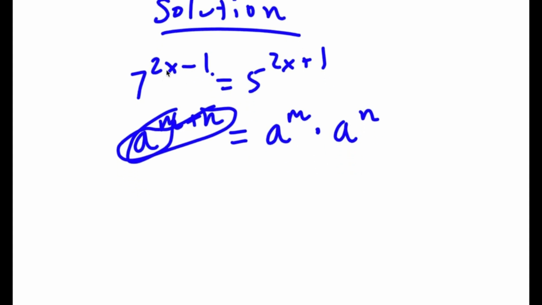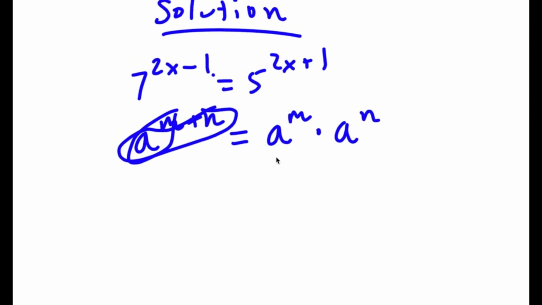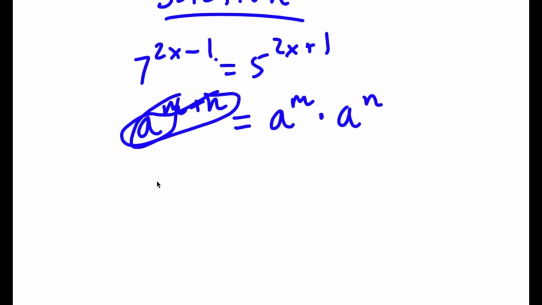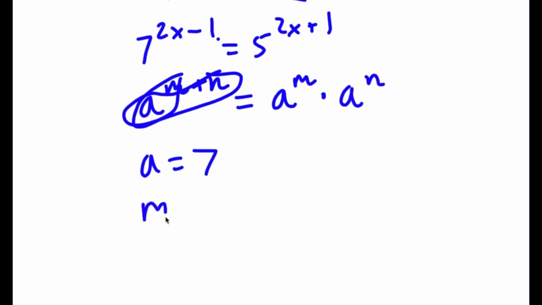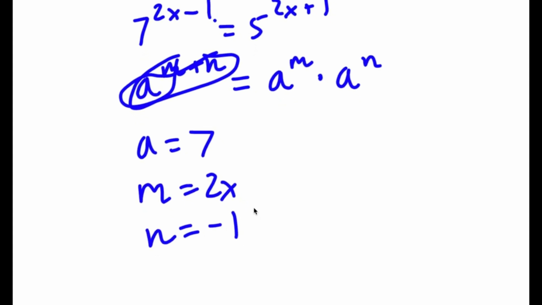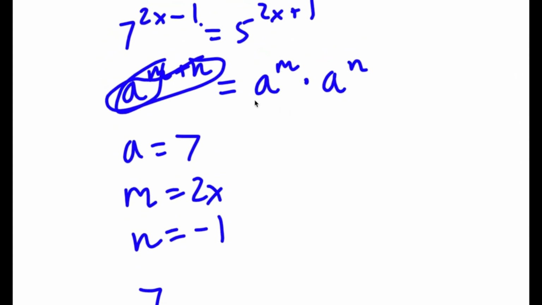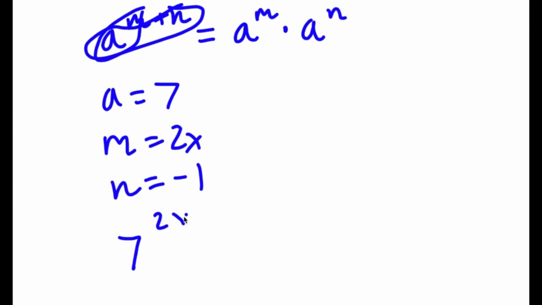So in this case, I have 7 to the power of 2x minus 1. And although this is an addition, we can think of this as a is equal to 7, m is equal to 2x, and n is equal to negative 1. So if this is true, then I would have 7, which is a, to the power of m, which is 2x, times a, 7, again, to the power of n, which is negative 1.